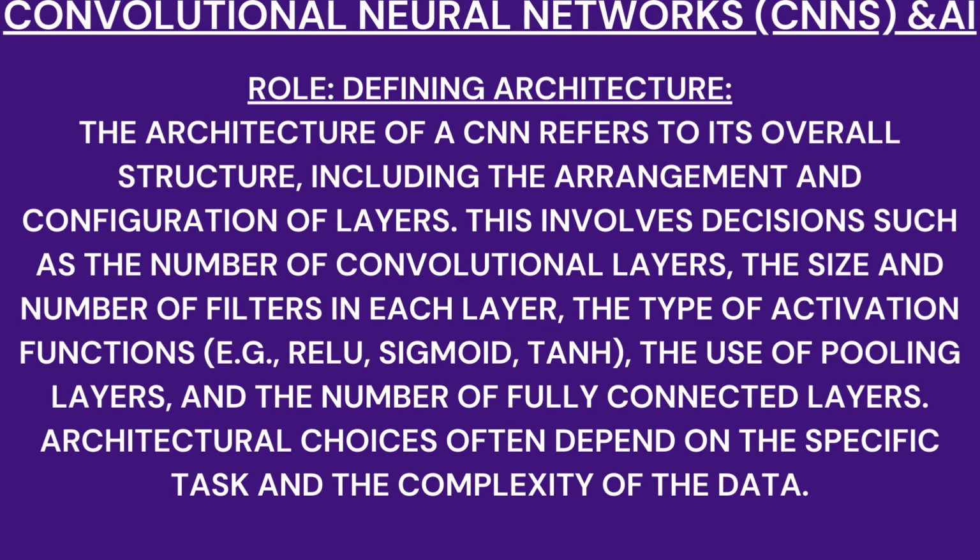Role. Defining architecture. The architecture of a CNN refers to its overall structure, including the arrangement and configuration of layers. This involves decisions such as the number of convolutional layers, the size and number of filters in each layer, the type of activation functions, that is ReLU, sigmoid, and tanh, the use of pooling layers, and the number of fully connected layers. Architectural choices often depend on the specific task and the complexity of the data.